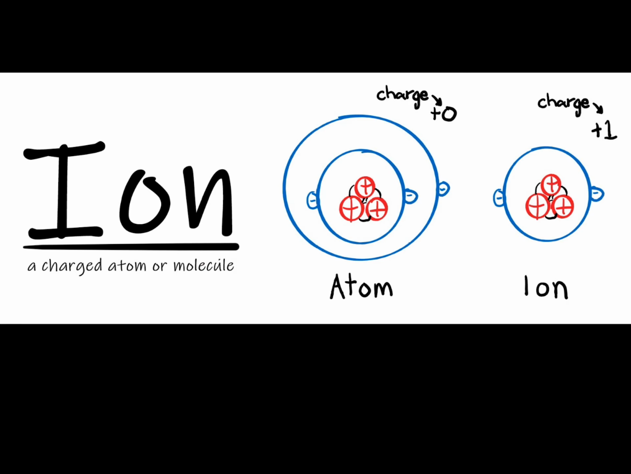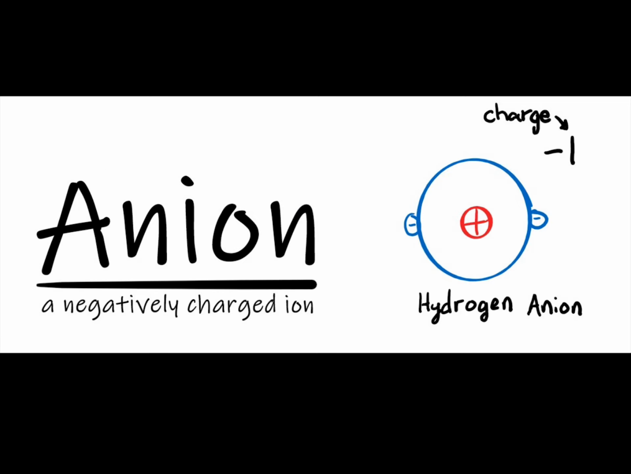Ions are charged atoms or molecules. Ions have chemical properties which allow them to bond and form molecules and compounds, like salt. Ions can hold either a positive or a negative charge. Ions with a negative charge are called anions. Anions are negatively charged ions.